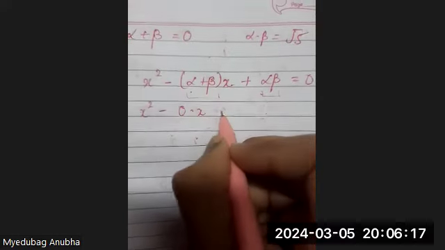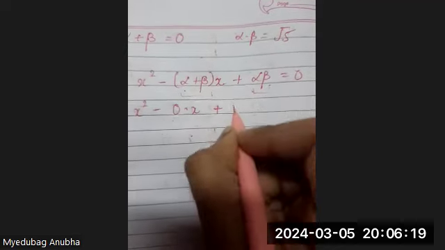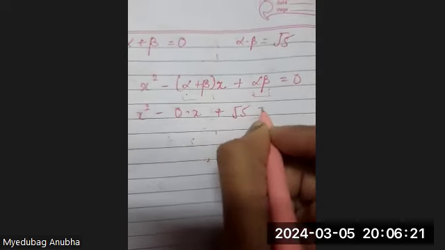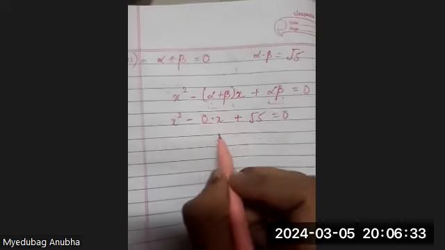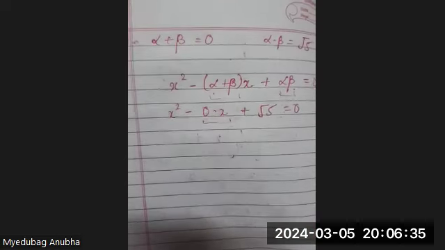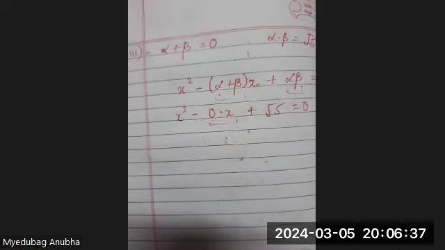Okay. This is our constant part. The constant part has been given to us as under root 5. Right. That is equal to 0. So what is your final equation? x square minus 0 plus root 5. When this term is 0, no need to write it. No need to write the x coefficient.